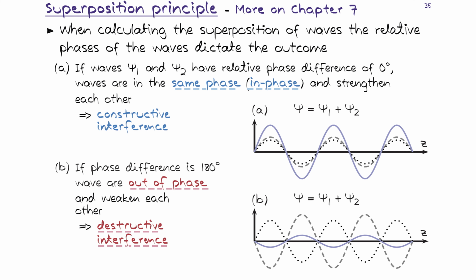So we apply superposition principle, we sum up waves, and depending on their relative phases, either they add up or they don't add up, or something in between. But this is the mathematics that gives us interference effects.